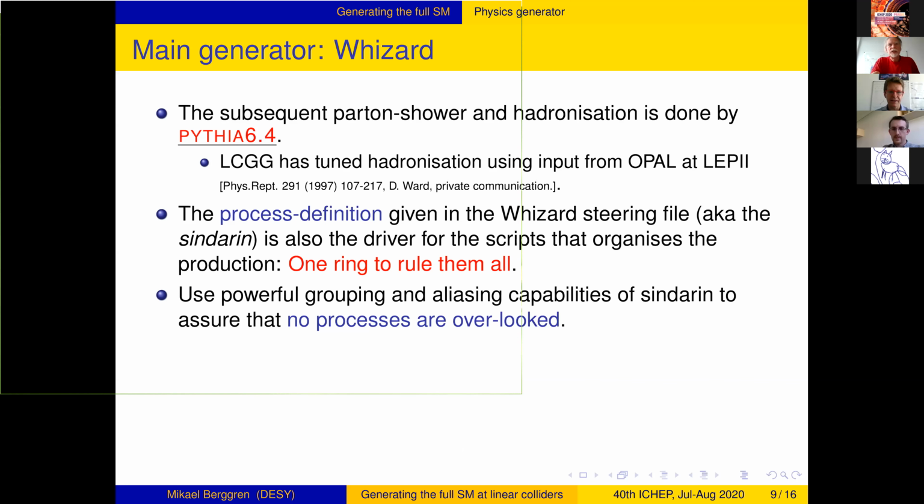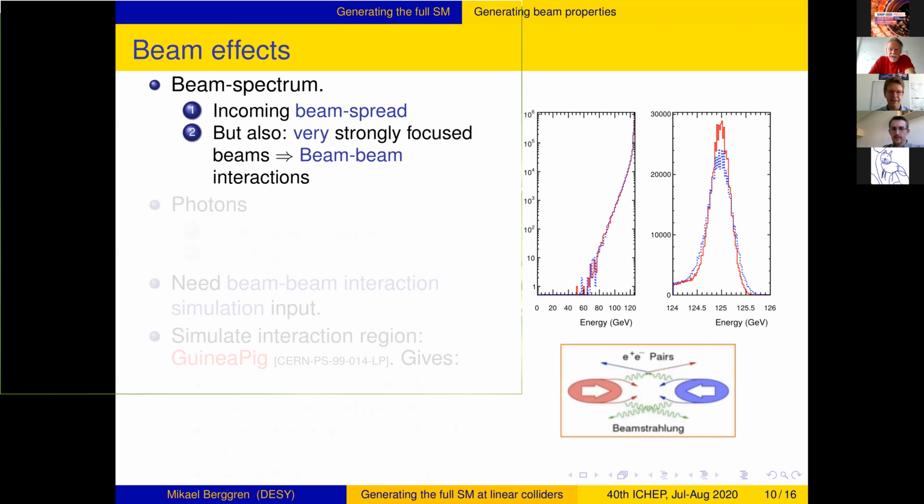Okay, so let me now discuss the beam effects for a few slides. For the beam spectrum, first we have the incoming beam spread, which you can see in the right hand plot here, and this of course comes from the input from the machine design. But it also comes from beam effects due to the extremely tight focusing. This is illustrated in the cartoon down here. This produces a long tail in the spectrum, which you see in the left plot here, which is the same as the right hand, but on a log scale and a larger scale.